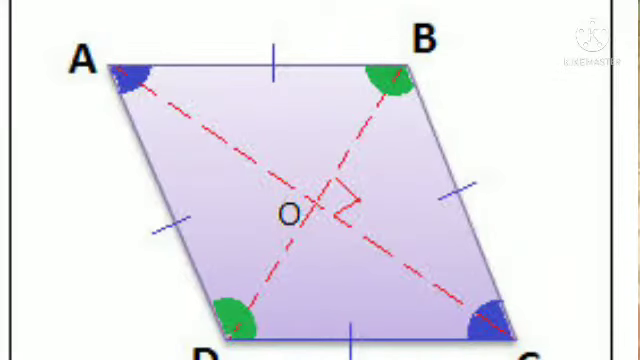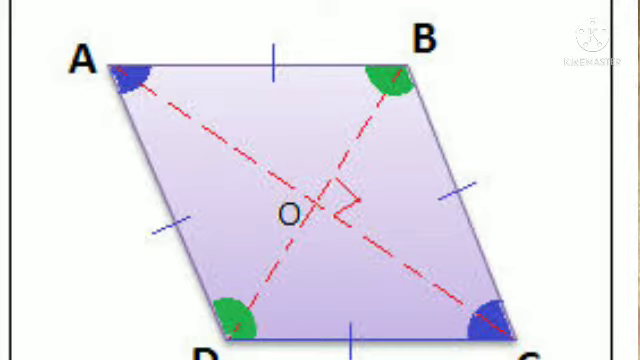Okay. Here we will discuss a property of the rhombus. It is a very important property. That means the diagonals of a rhombus are the perpendicular bisectors of one another. Bisectors, you know, that is, they will make equal parts. That means they will divide into equal lengths.